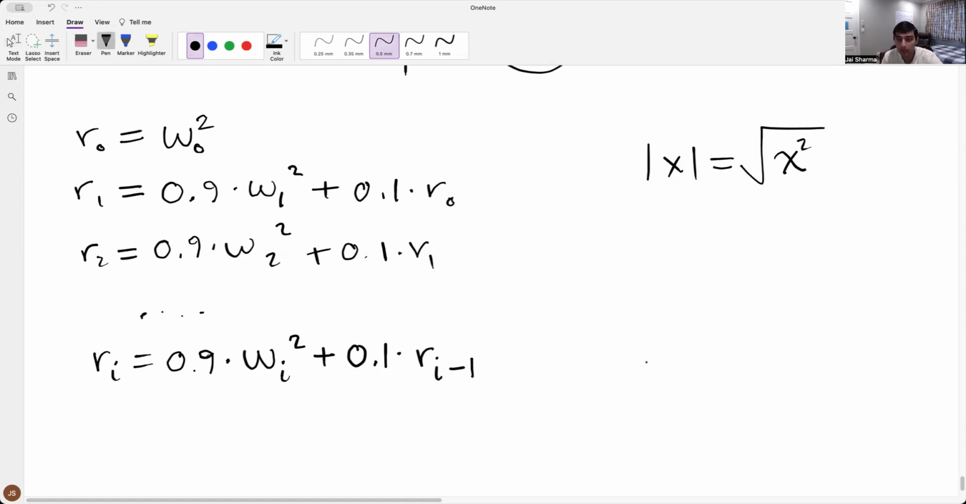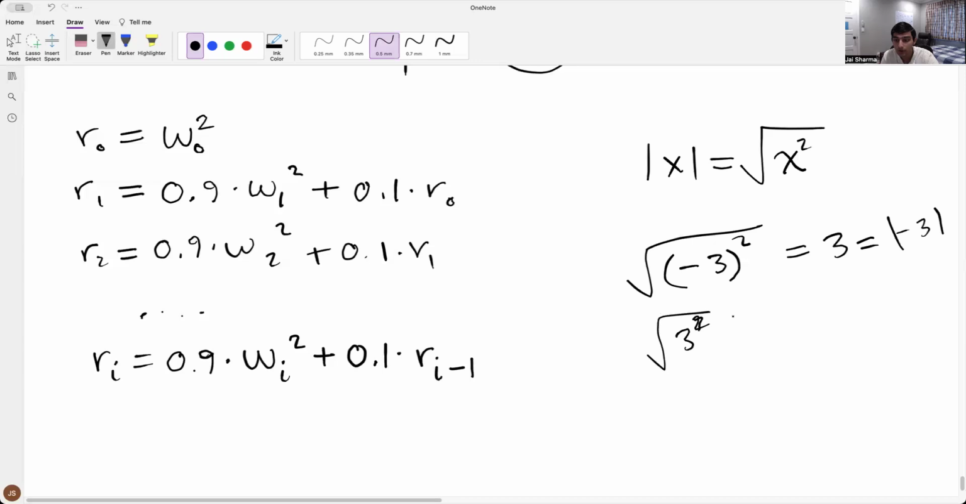If you take, let's say, -3 squared, and then you square root that, you'll get the positive value 3, right? Which is essentially the absolute value of -3. And if you have +3 squared, and you take the square root of that, then you get just 3. So that's also equal to the absolute value of 3. So the absolute value of anything is equal to that thing squared and then the square root of that.